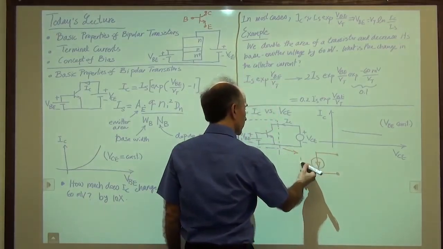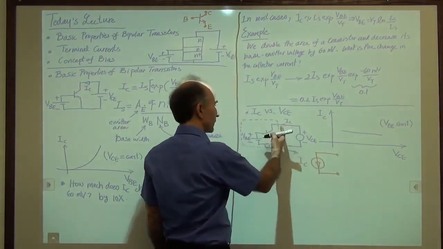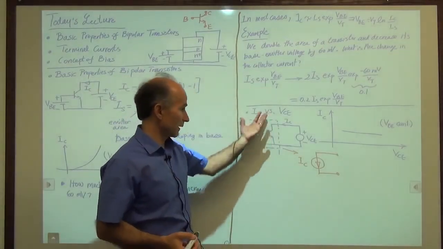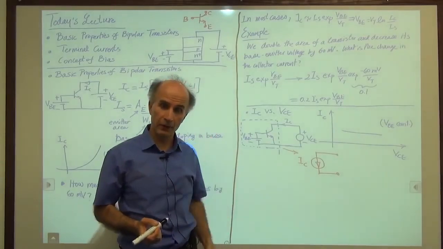And the value of that current is IC, however much IC we found before. IC is given by, for example, this equation. So that's the amount of IC. We have, for example, 1 milliamp of current.